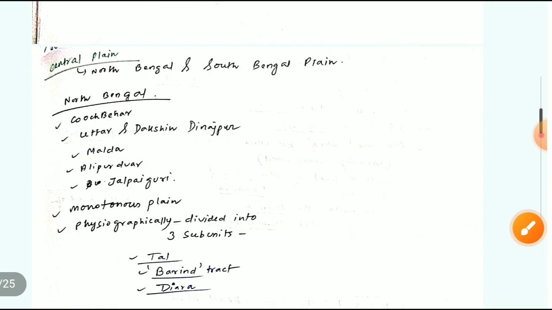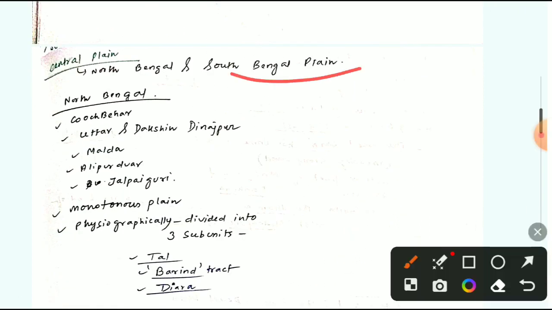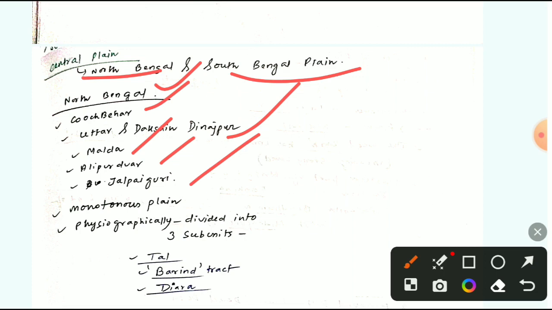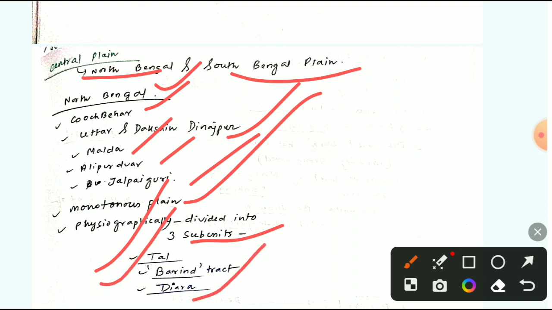Next is the Central Plains. It is North Bengal and South Bengal plain. In North Bengal you see Cooch Behar, Uttar and Dakshin Dinajpur, Malda, Alipurduar, Jalpaiguri. So this region covers North Bengal, and it is a monotonous plain. Physiographically, it is divided into 3 subunits, that is Tal, Barind and Diara.